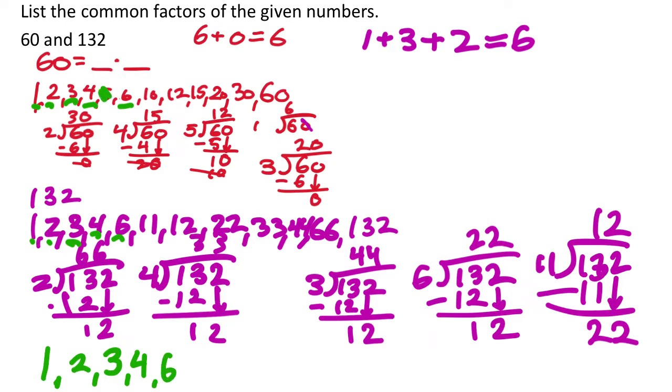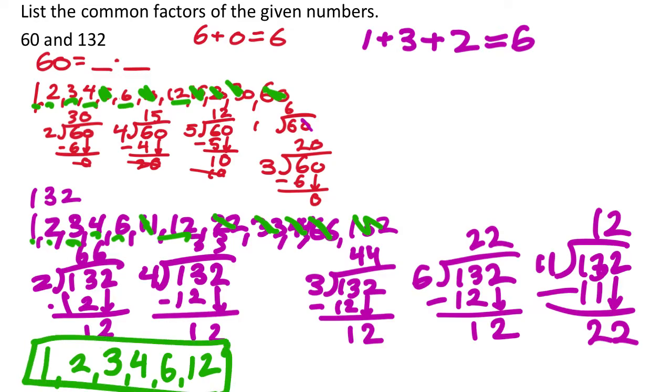The 5 wasn't common. Nope. No 5's common. No 10's in common. I see 12's in common, though. No 15's in common. No 20's. No 30's. No 60's. And no 11's, 22's, 33's, 44's, 66, or 132's. Not that I had to do those purple numbers, but that's a pretty good list right there. And we've ended with 6 common factors between these two numbers.